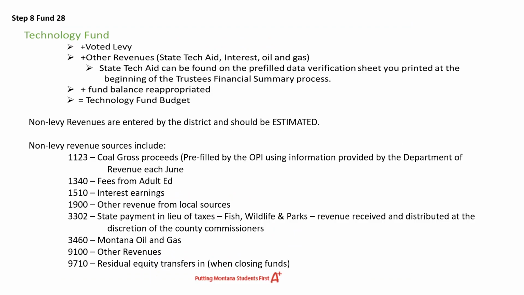The technology budget will pre-fill. As you add revenues, it will increase. The technology budget is made up of voted levy plus other revenues, which includes the state technology aid, plus fund balance reappropriated. The state tech aid amount can be found on the pre-filled data verification sheet you printed at the beginning of the TFS process. Non-levy revenues are entered by the district and should be estimated. And here's a list of some of the non-levy revenue source codes.